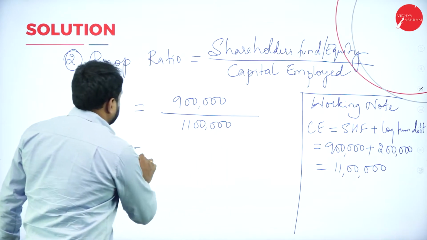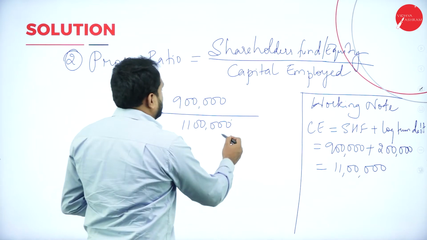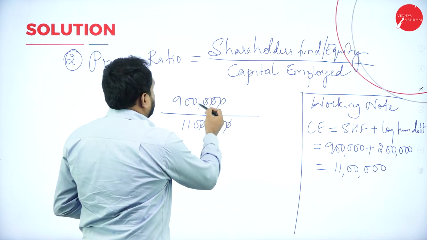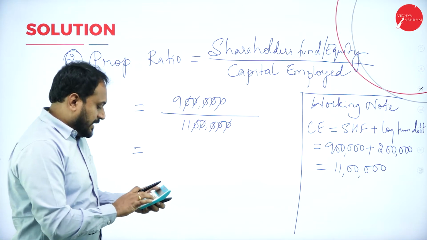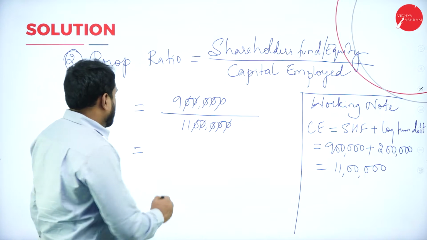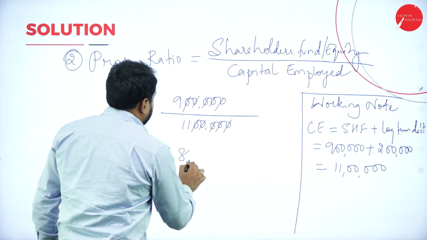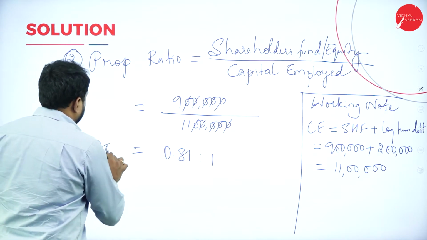So I'll write here 11 lakh. Now again take your calci. 9 divided by 11 is equal to 0.81. So 0.81 is to 1. This is my proprietor ratio.